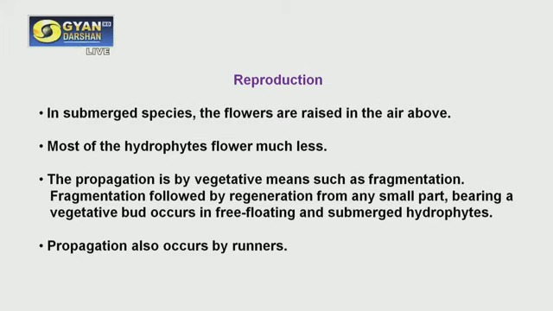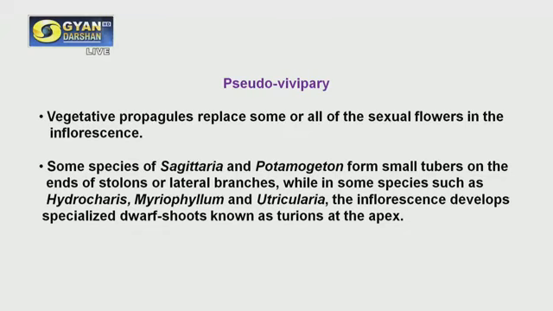That means any small part which is having a vegetative bud may break off from the parent plant, and then using that fragment, it regenerates. It develops into a new plant. So that is the common way of reproduction in the hydrophytes. That is vegetative propagation. Even they may harbor certain vegetative propagules. Normally you have very little development of sexual flowers, because as I said, the mode of reproduction is vegetative.